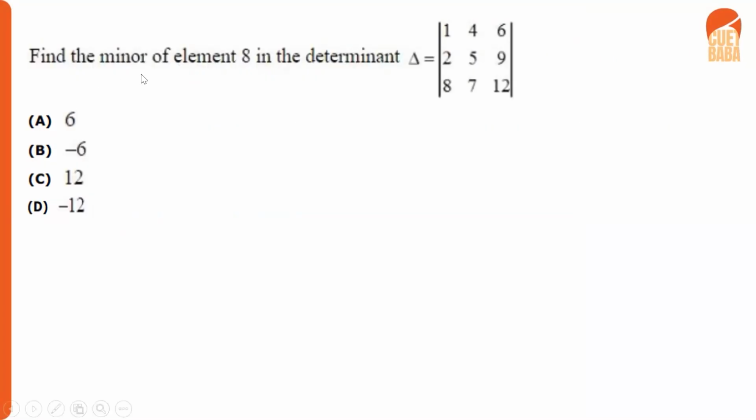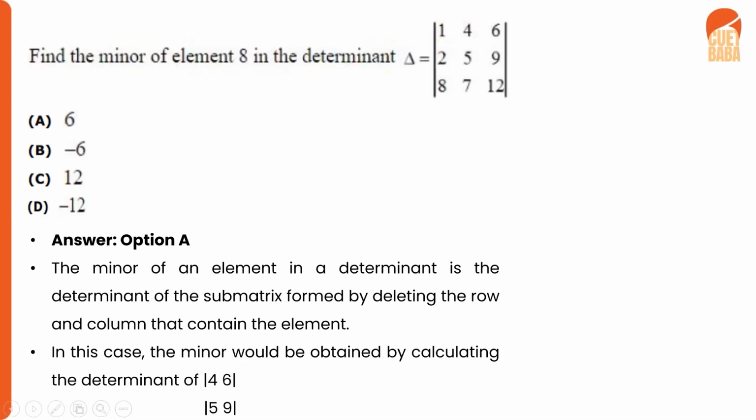Here we have, find the minor of element 8 in the determinant, and the determinant is given over here. So we have to find the minor of element 8. It's a very basic question, and it's very easy to answer. We move on to the answer page, and here I'll show you how we determine the answer. Okay, so here we have to find the minor of element 8. So how do we find that? Whenever a number is given, we look at the opposite, or say these 4 numbers would be taken into consideration.